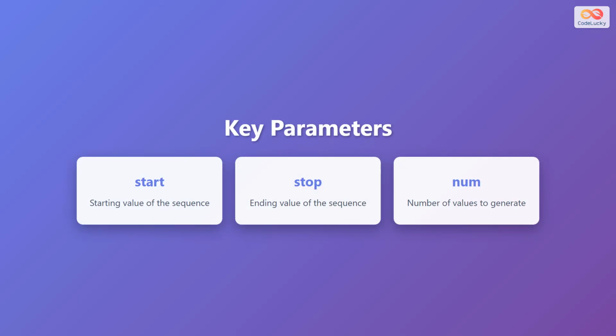Let's break down the three key parameters. The start parameter defines the starting value of your sequence. The stop parameter defines the ending value. And the num parameter tells NumPy exactly how many values to generate between start and stop, including both endpoints. Understanding these three parameters is crucial for using linspace effectively.